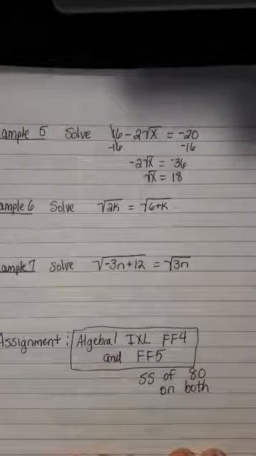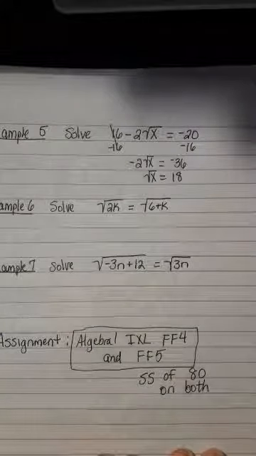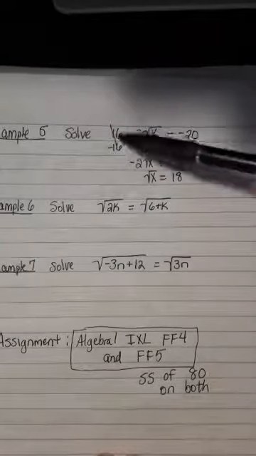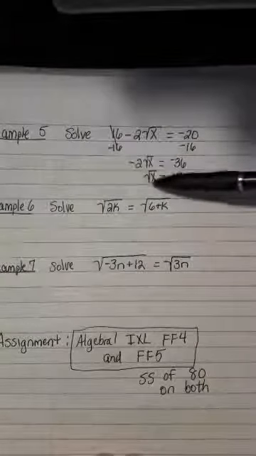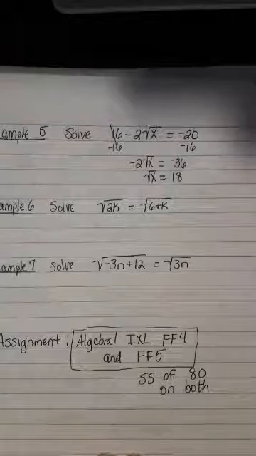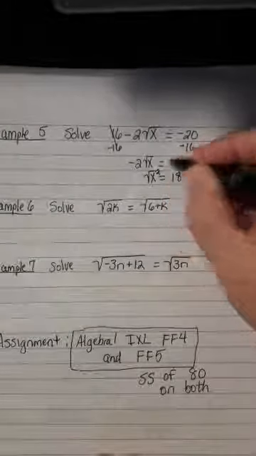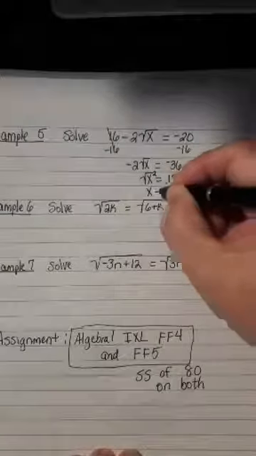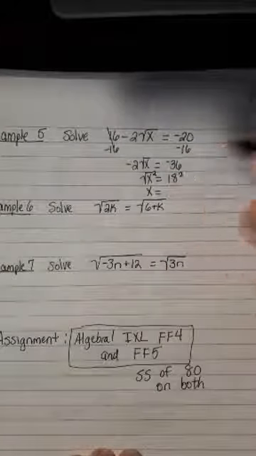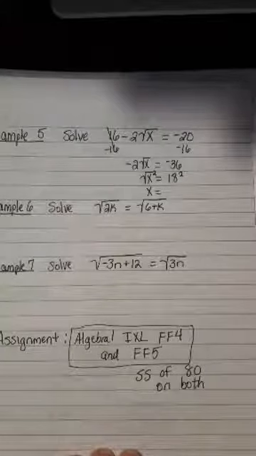And now you are ready to square both sides, because we've gotten rid of the 16, the negative 2, and we're left with just the square root of x. So now we're ready to square both sides. When you square this left side, you just get x. And then when you square the right side, 18 times 18.